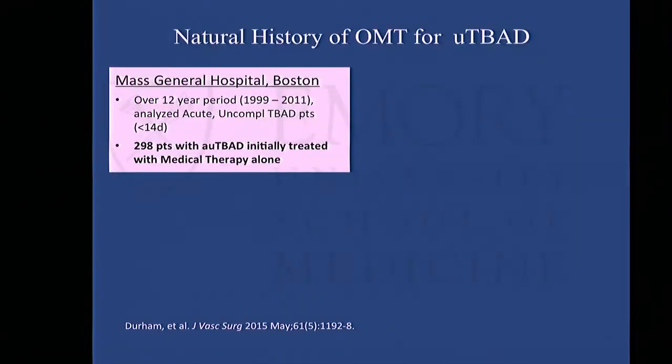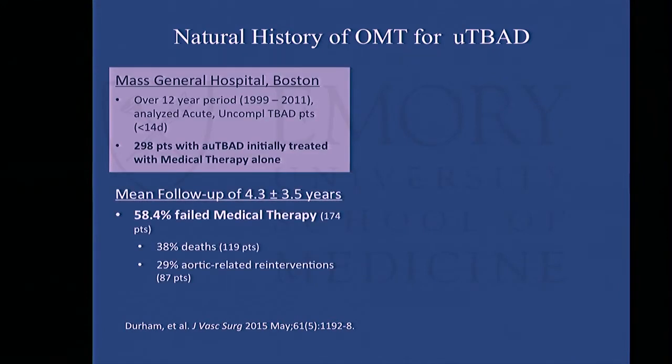So this paper came out of the MGH in 2015, very important paper. They looked at all their acute uncomplicated type Bs from 1999 to 2011, so a modern era, and they had almost 300 patients uncomplicated that were treated with medical therapy. Mean follow-up of 4 years, 58% failed medical therapy, all right? So they got them out of the hospital with good results, just like that previous document showed. Short-term mortality, excellent. But look what happens long-term. So 58% failed medical therapy, 38% of them died. That has to be assumed to be aortic rupture.